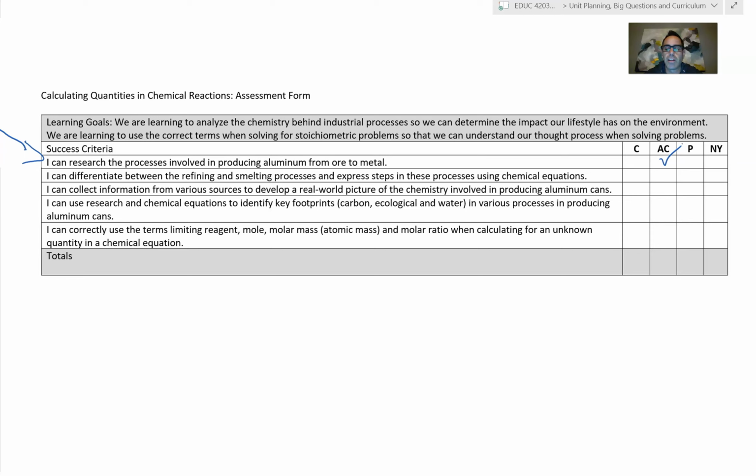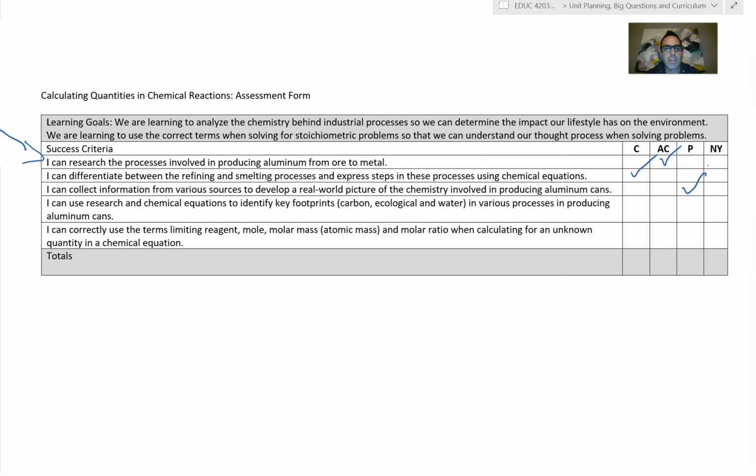Differentiating between refining and smelting, maybe you nailed that completely. All right, you had no problem with that at all. Showed a complete understanding, complete explanations. Collecting information from various sources to develop a real-world picture, maybe you were lacking in that. So you really only focused on one aspect, and so you only showed a partial understanding of that.